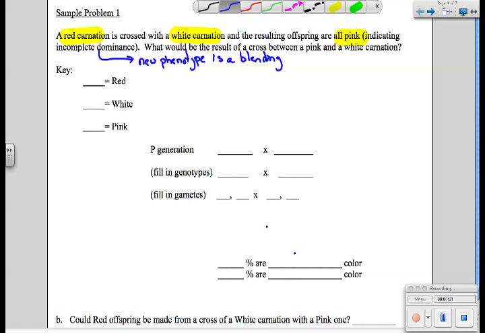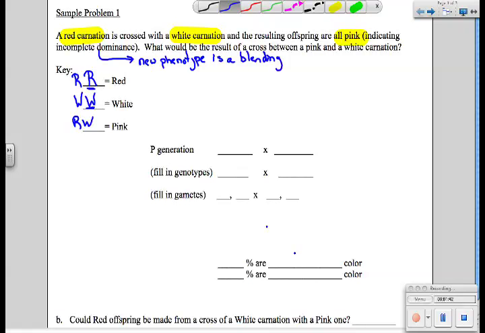The first thing I need to do is establish my allele key. I know that, because this is incomplete dominance, red is a dominant allele. However, I also know that white is a dominant allele. The only way to be red is to have both red alleles. The only way to be white is to have both white alleles. Both of these are dominant. Neither one can control the other. Pink is therefore RW: one of the alleles from the red flower, one of the alleles from the white flower. When these come together, they result in a pink offspring.